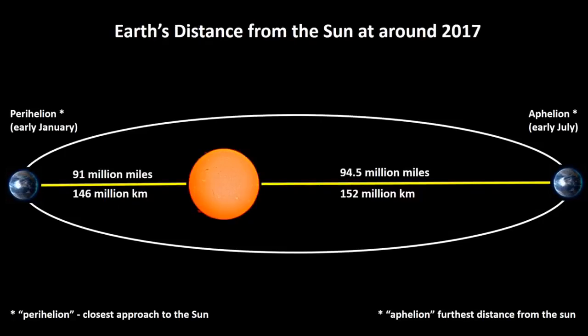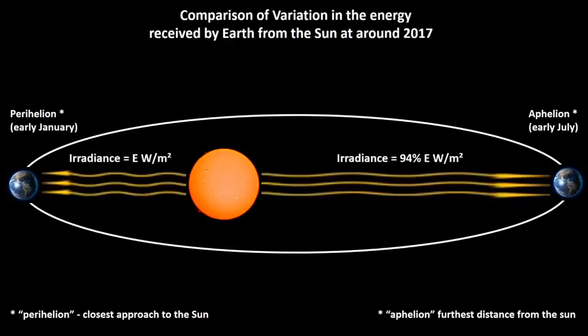When we are closest to the Sun, the separating distance is approximately 91 million miles, 146 million kilometers. And when we are furthest from the Sun, the separating distance is roughly 94.5 million miles, 152 million kilometers. This translates into a current difference in the total solar irradiance of only about 6%.